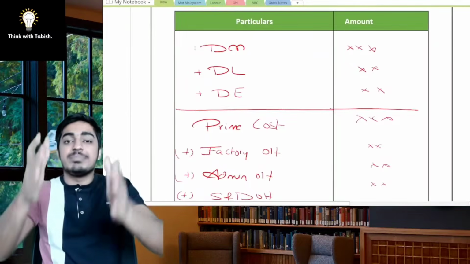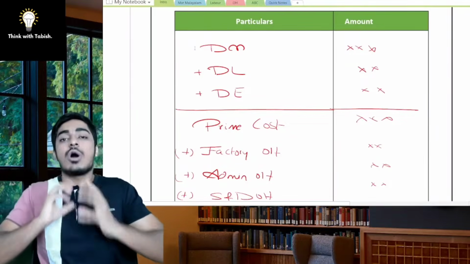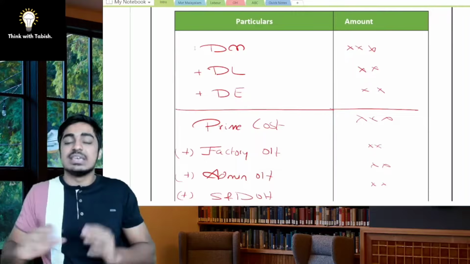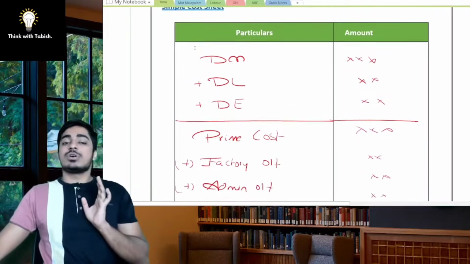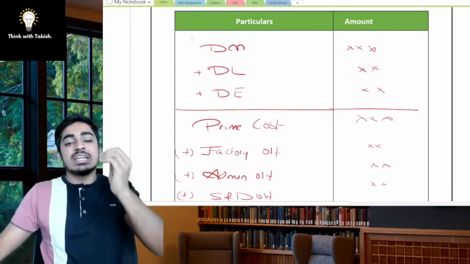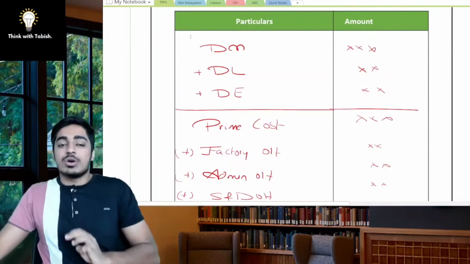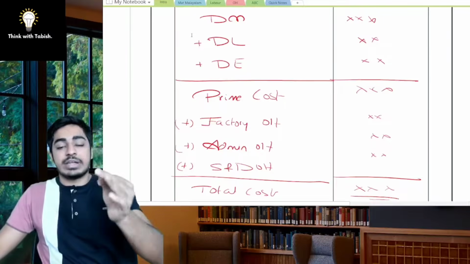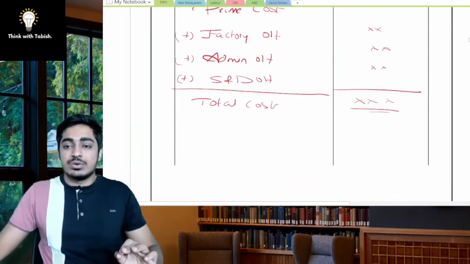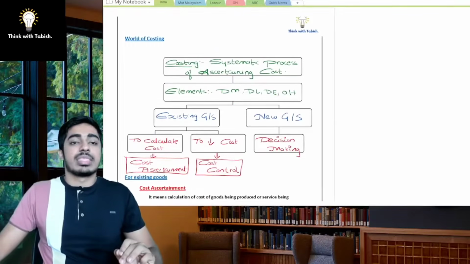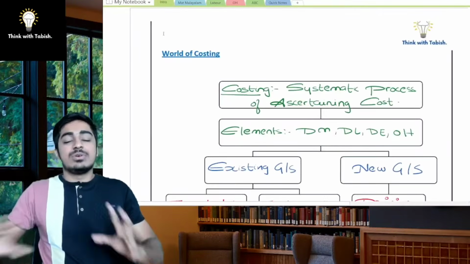We put them in a statement so that we get the total cost for producing goods or services. That statement is called a cost sheet. What is the simple format of a cost sheet? Direct material plus direct labor plus direct expense, we get the prime cost. We add the overheads: factory overheads, admin overheads, selling and distribution overheads. We arrive at total cost. Clear?